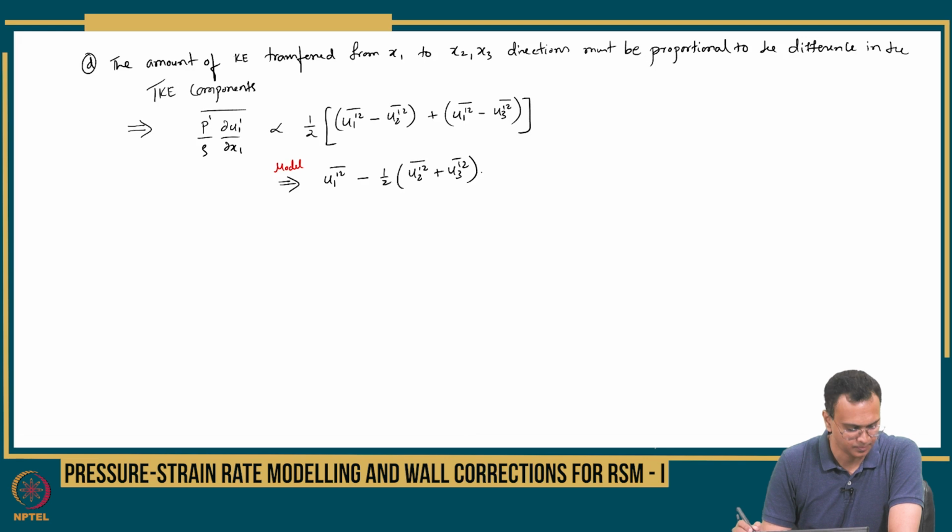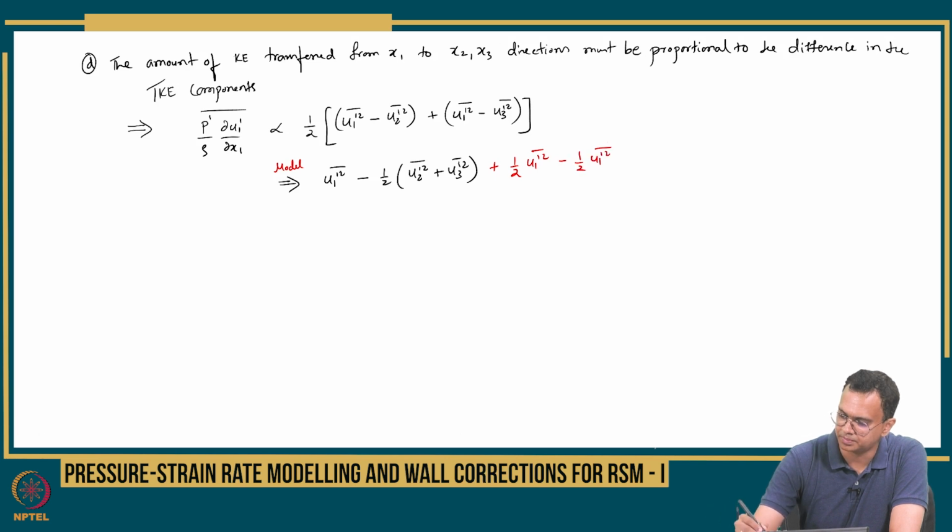Now I am going to add and subtract the other component, that is plus half u1'² minus half u1'². I am adding that because I would like to get turbulence kinetic energy recovered in the bracketed term. So what will this give? I get 3/2 u1'² minus half of u1'² plus u2'² plus u3'².